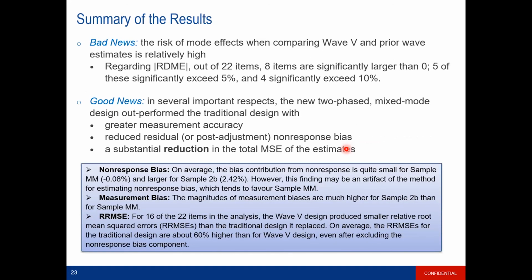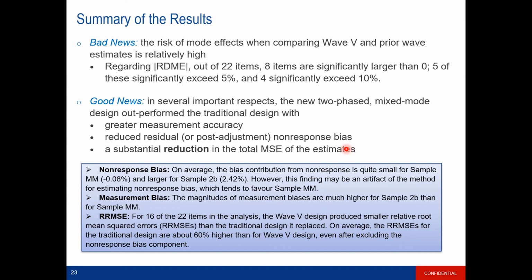The bad news from our analysis really is that the risk of mode effects when comparing wave 5 with the prior wave estimates is relatively high. As we found from those 22 items, 8 items actually are significantly larger than 0, and 4 are significantly larger than 10%. So there are some mode effects when we are comparing estimates from wave 5 with the prior waves.